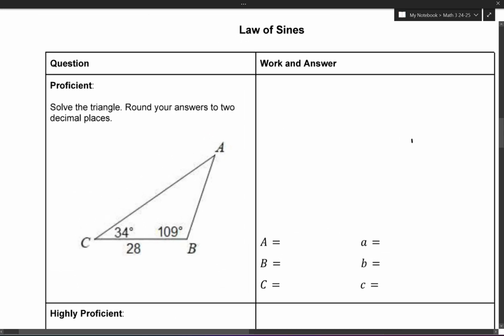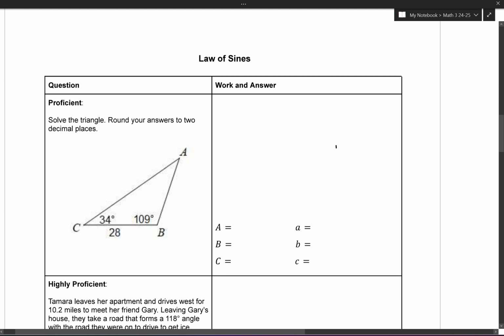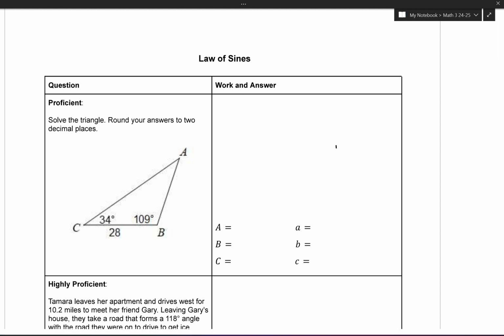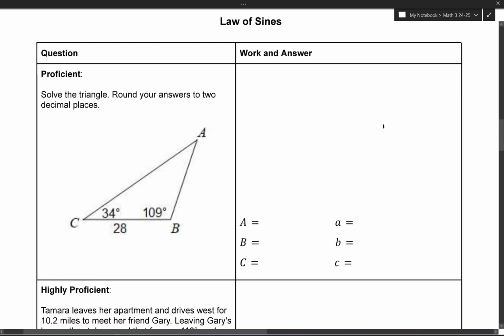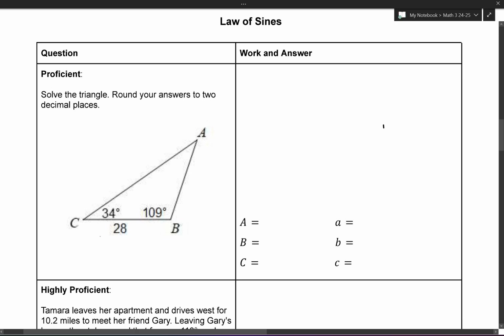Welcome to the law of sines. Okay, pause the video, give these a try. Alrighty. Big letters, angles; little letters, sides. Uppercase, angles; lowercase, sides.